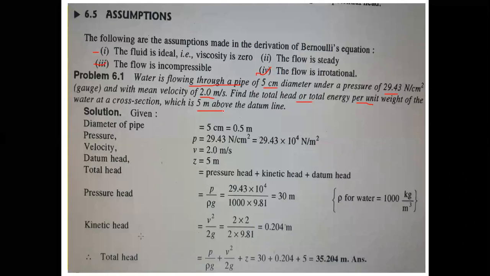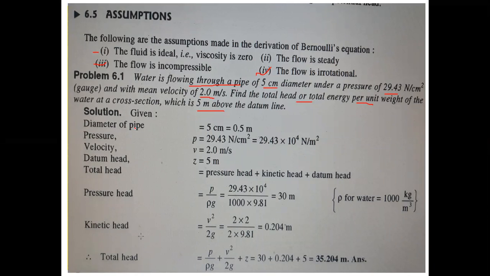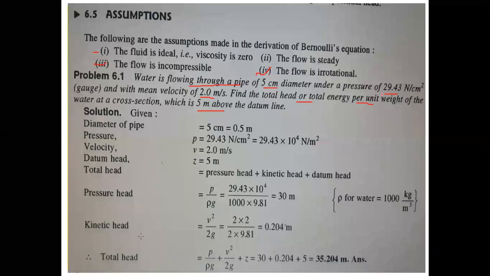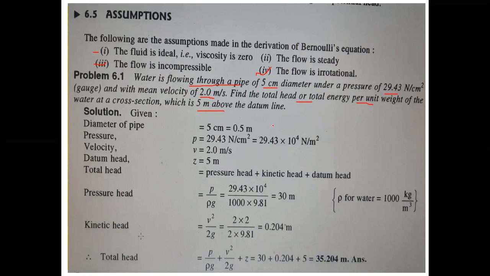Now, what is the given data? The diameter of the pipe is 5 centimeters as usual, convert into meters, that is 0.05 meter. Then what is the pressure? The pressure is 29.43 Newton per centimeter square, convert into meter square: 29.43 into 10 to the power of 4 Newton per meter square. So diameter is given, pressure is given. Now the velocity of the flow is 2 meters per second, right? Then the datum line Z is equal to 5 meters above.